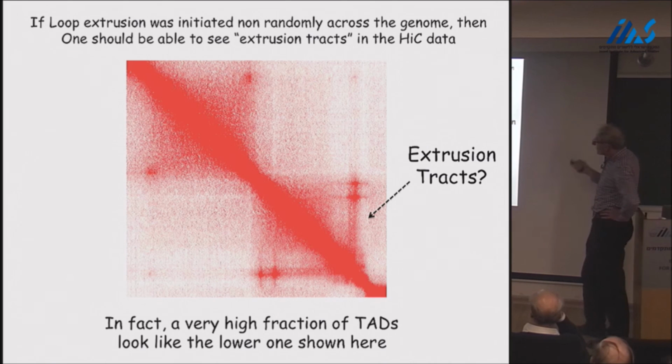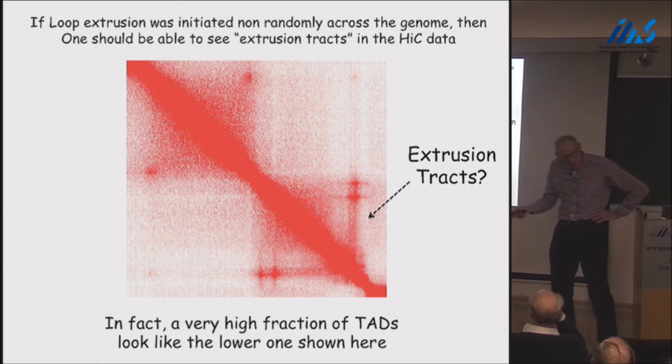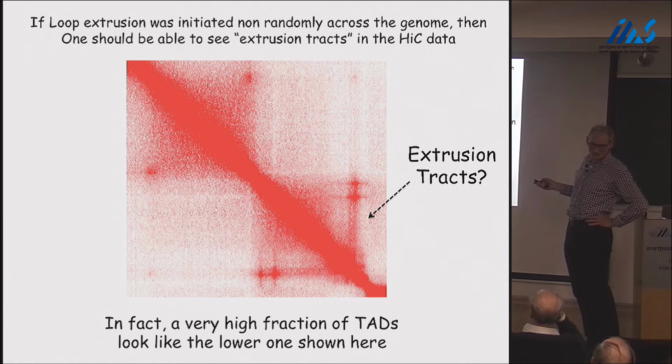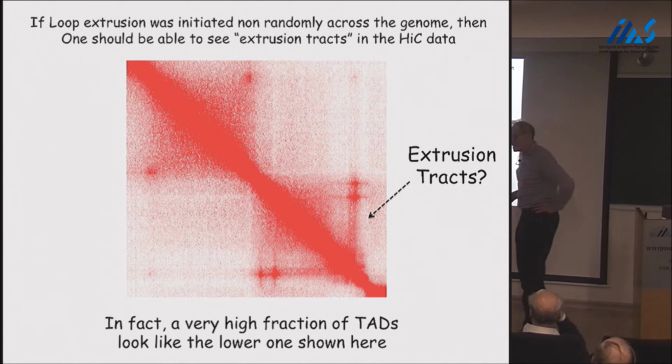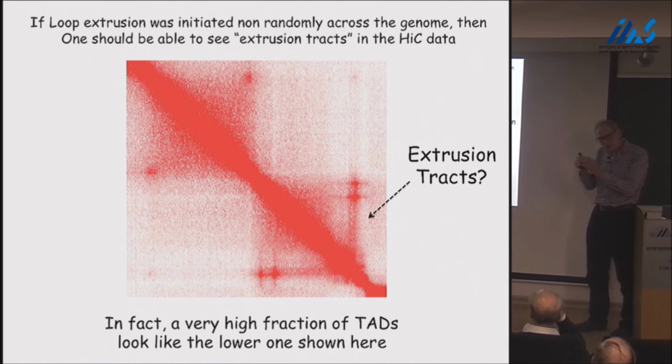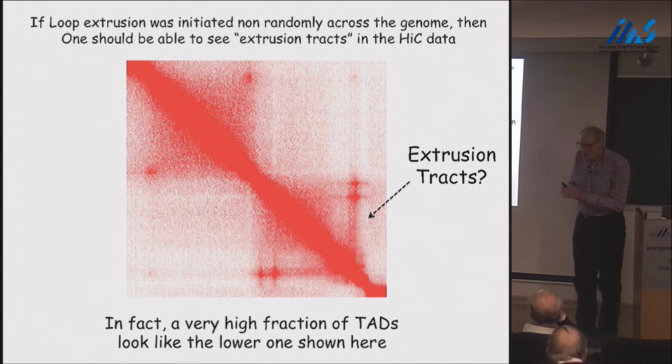And now, of course, that's what everybody refers to as TADs, these boxes here and these TAD boundaries. But actually, if you look at Erez's data, at least half of the TADs don't look like this. In everybody, there are lines all over the place. And what are they? I think what those are is that this process of extrusion might not be completely random, and that we were actually looking at the extrusion tracts. But that's just a hypothesis.